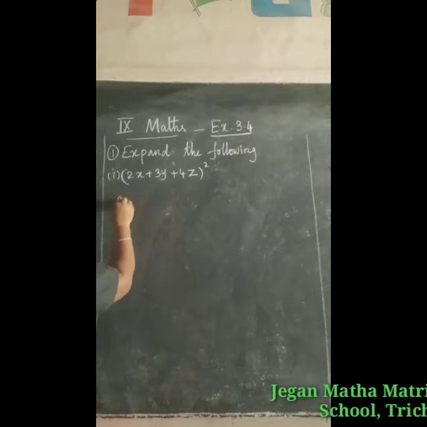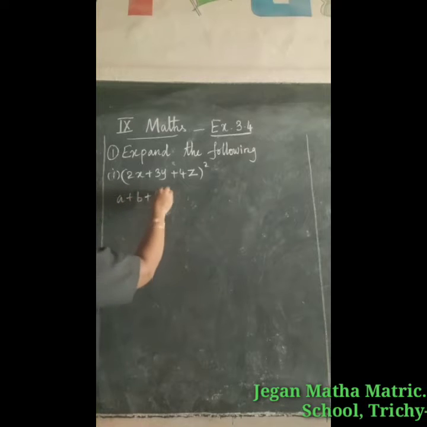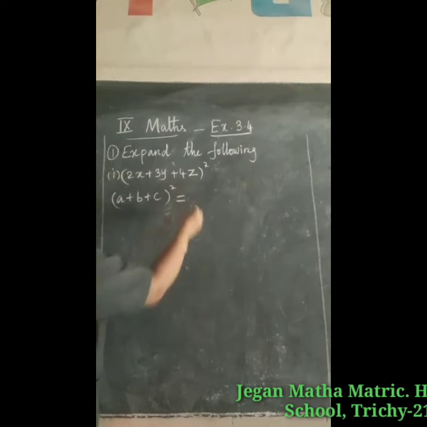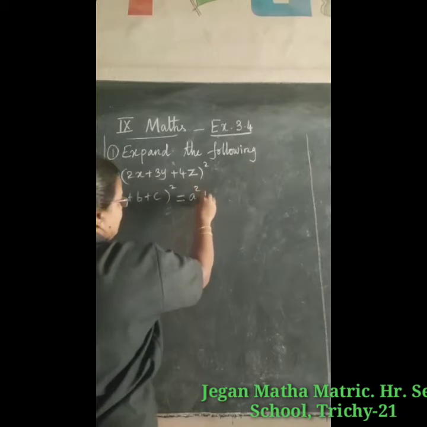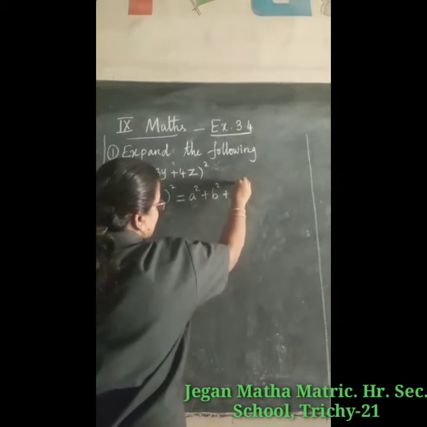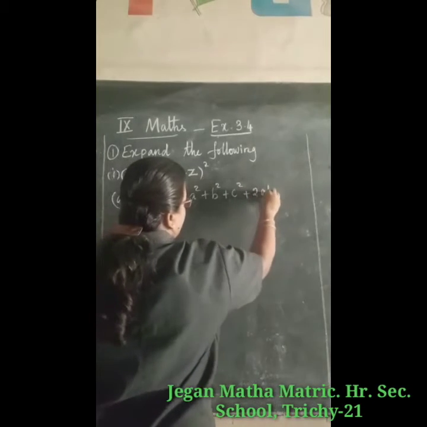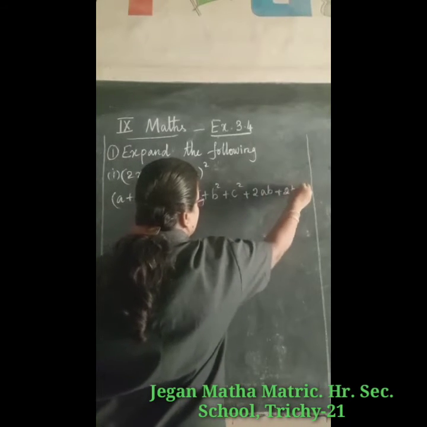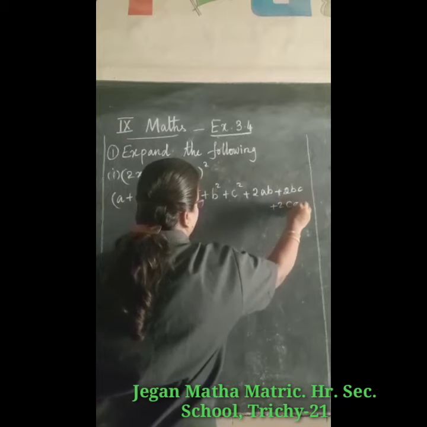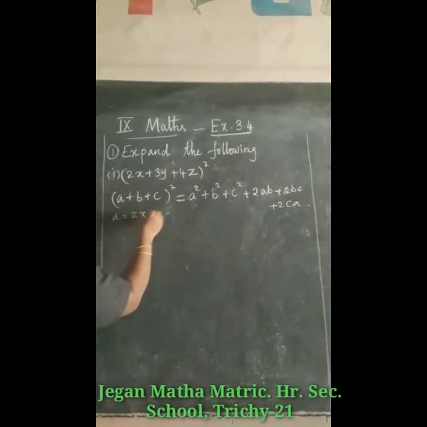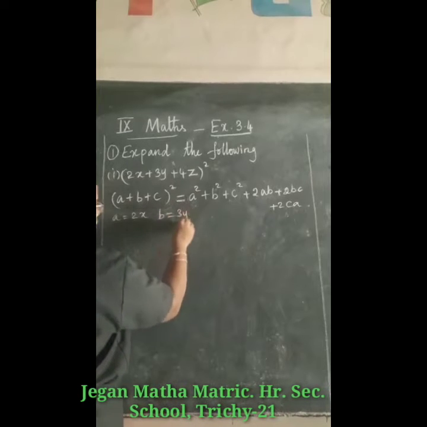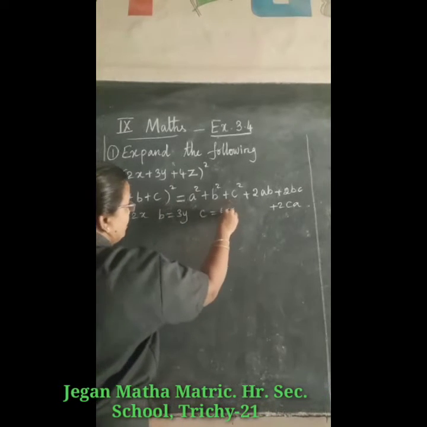So the formula is (a + b + c) the whole square is equal to a square + b square + c square + 2ab + 2bc + 2ca. So now what is a? a is equal to 2x, b is equal to 3y, c is equal to 4z.